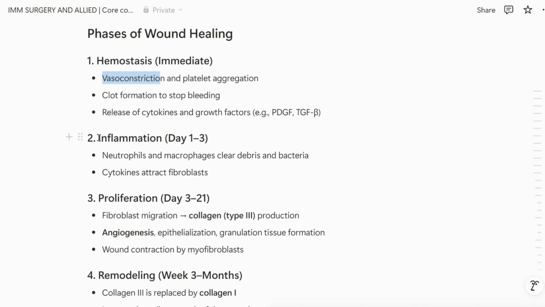After this, we have the inflammatory phase. In this phase, neutrophils and macrophages will start to clear the debris and bacteria, and cytokines will start to attract fibroblasts.